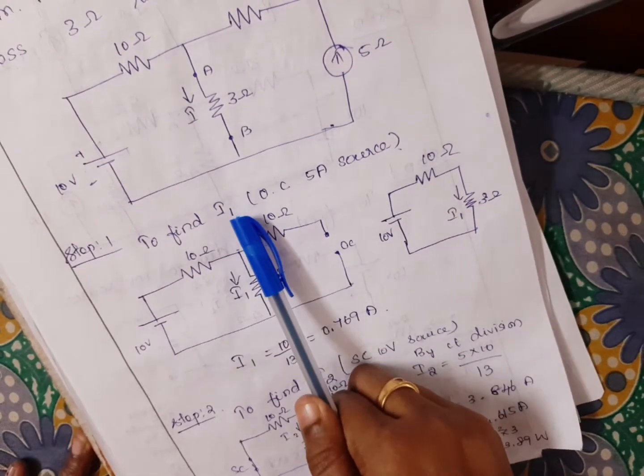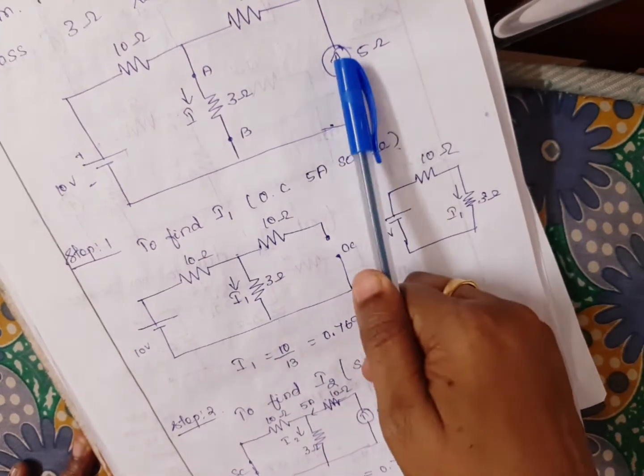So first, in order to find I1, you open circuit this current source and keep this voltage source as it is.